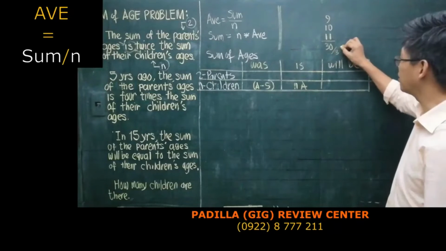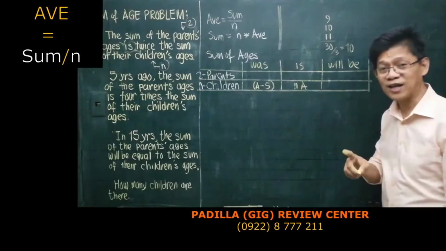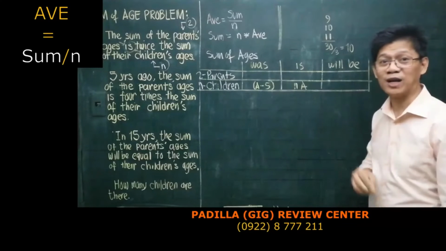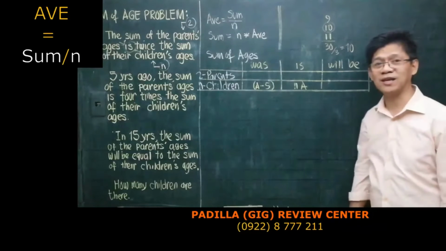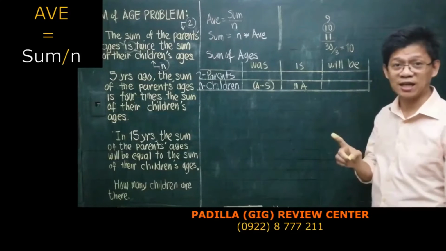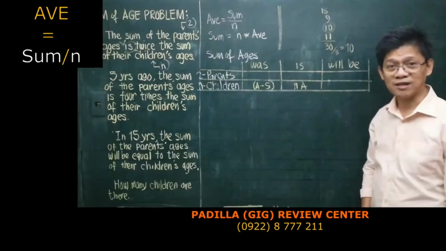30 divided by 3 is 10, the average. Or average is also known as mid value. That is the mathematical shortcut. The mid value of 9, 10, and 11 obviously is 10. That is the average. So these are their ages at present.